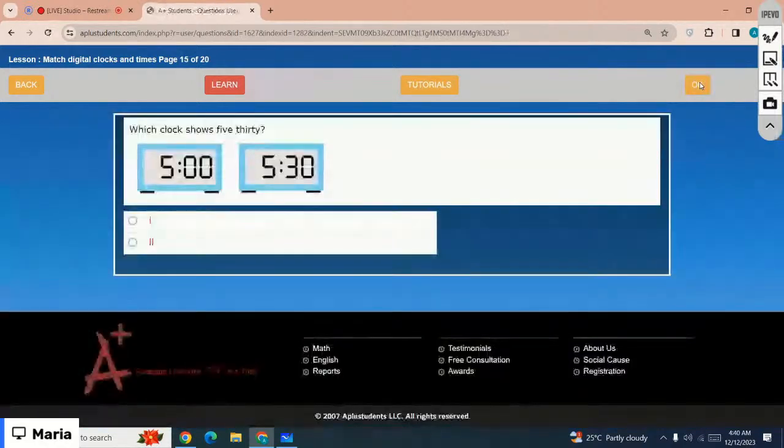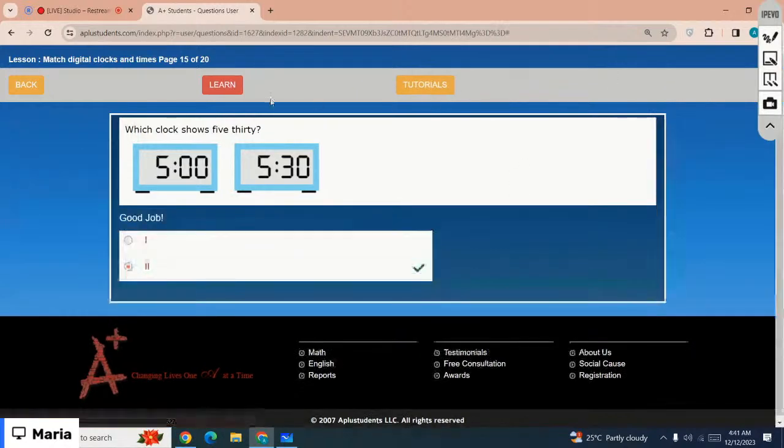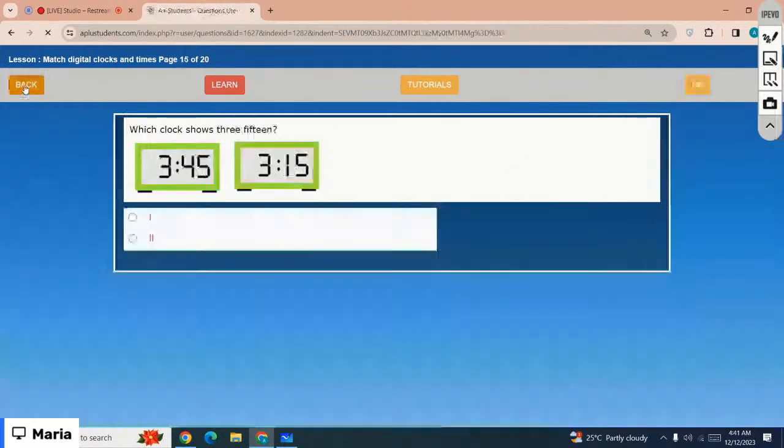Okay, the next one is which clock shows 5:30? Which is the correct option, option 1 or option 2? Yes, the second one is the correct option, right? Okay, you can complete the lesson by yourself later today.